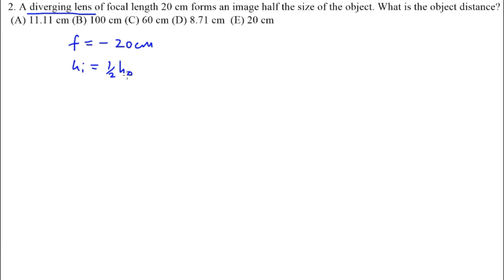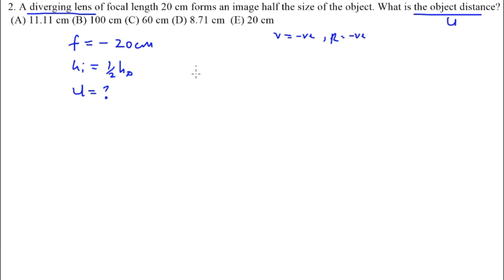Sometimes, many times, in fact all times, I use image height as image size. It is comparable. So it is half the size of the object. So what is the object distance? Object distance is u. So what is u? Okay, but we know that for this kind of problem, v is also negative, isn't it?